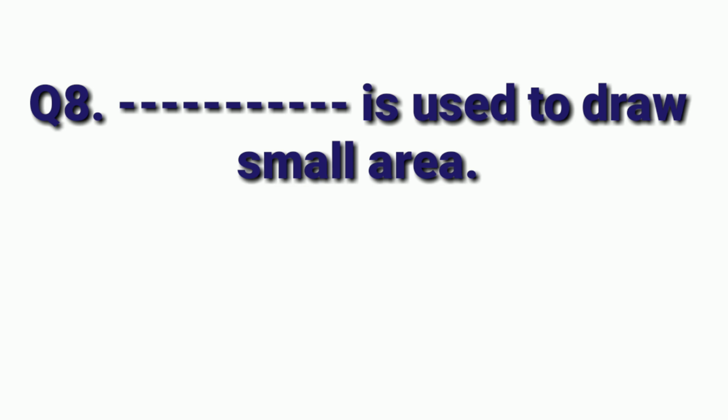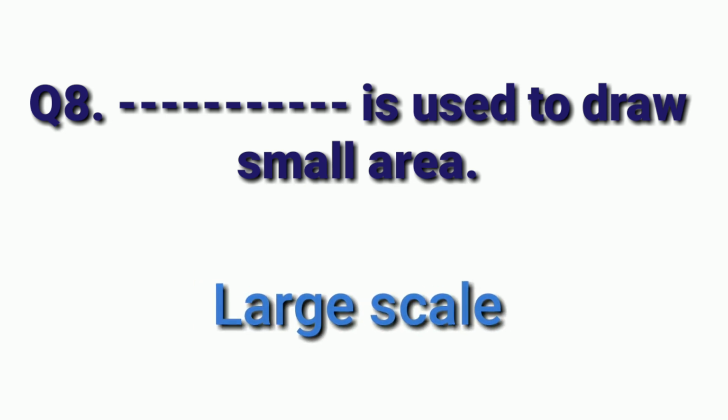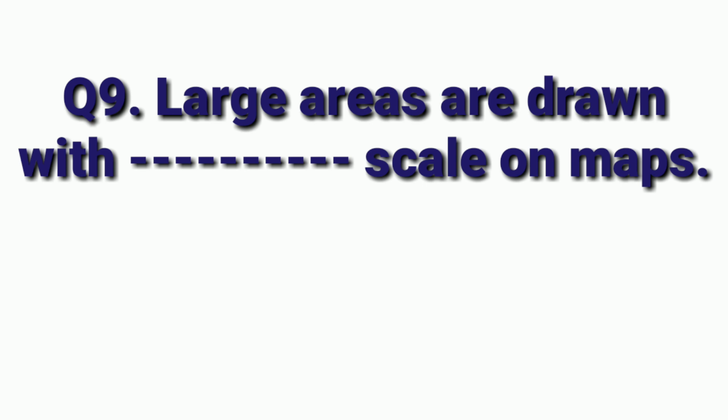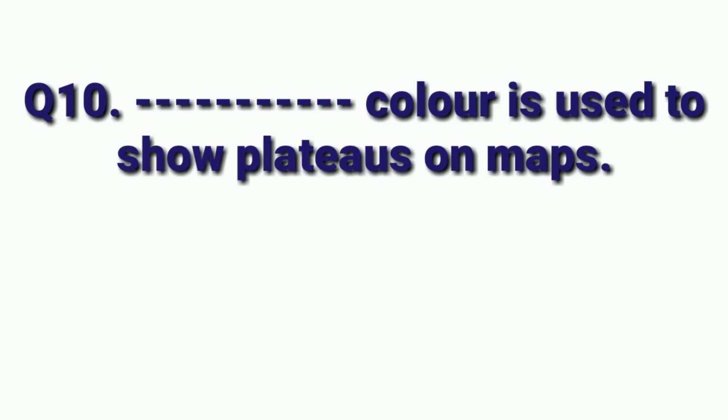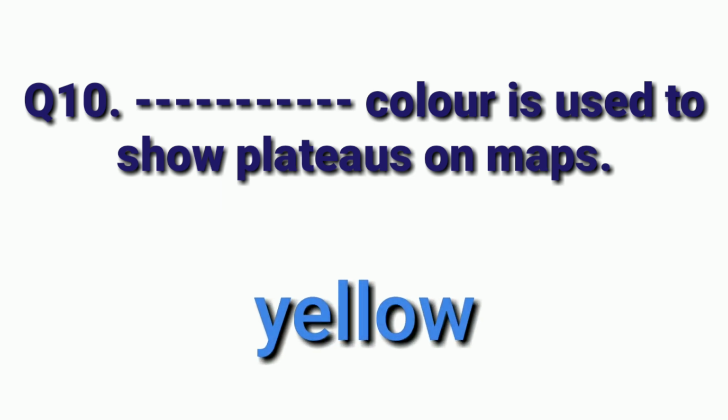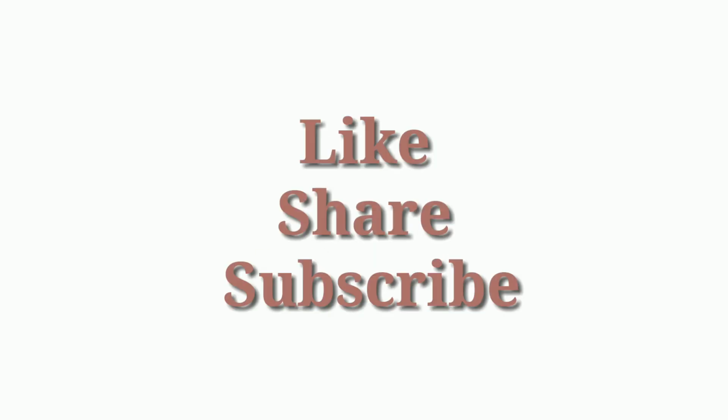Next question is, dash is used to draw small area. Answer is large scale. Next is, large areas are drawn with dash scale on maps. Answer is small. Large areas are drawn by small scale. Next question is, dash color is used to show plateaus on maps. Answer is yellow.